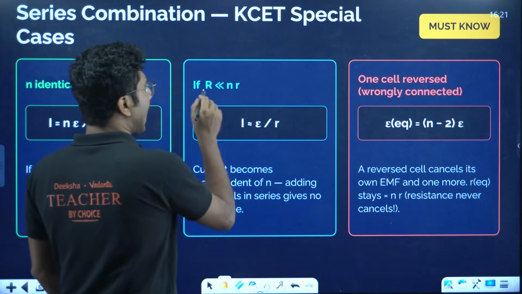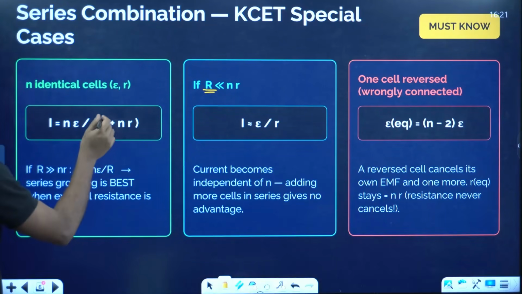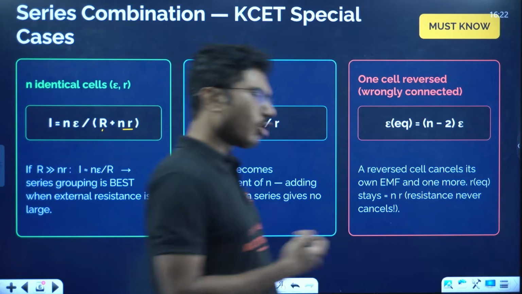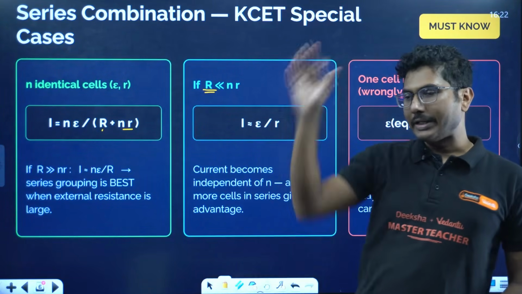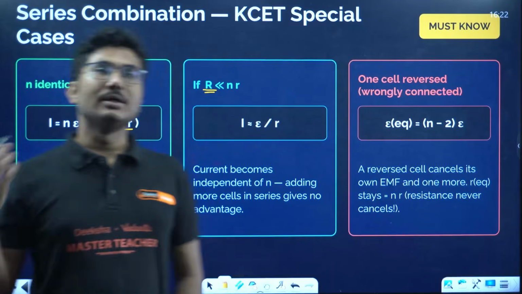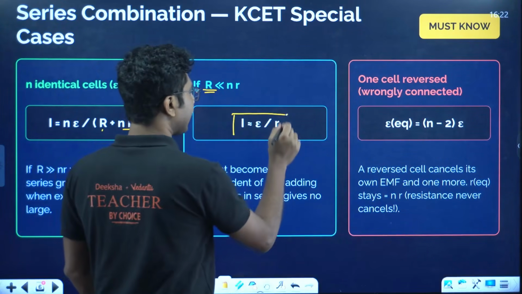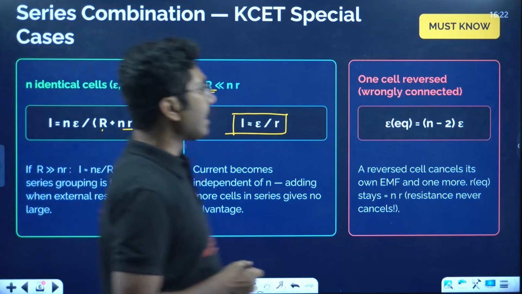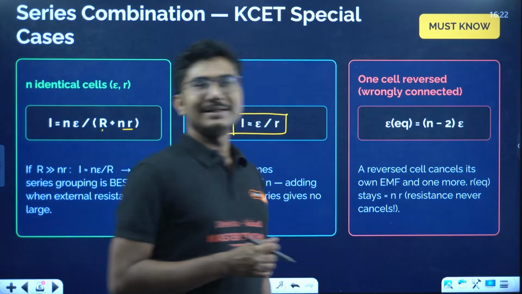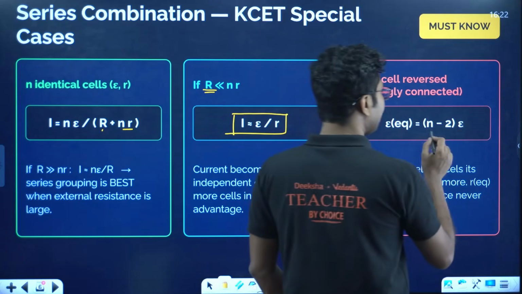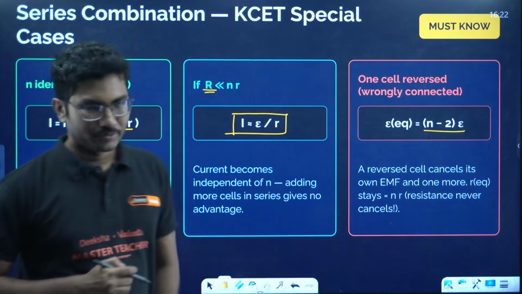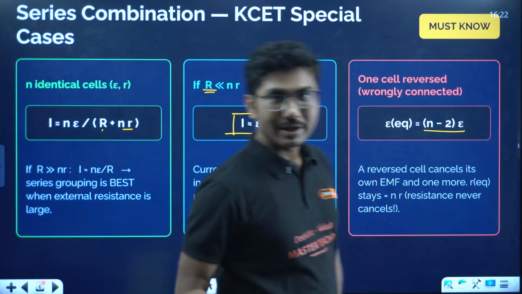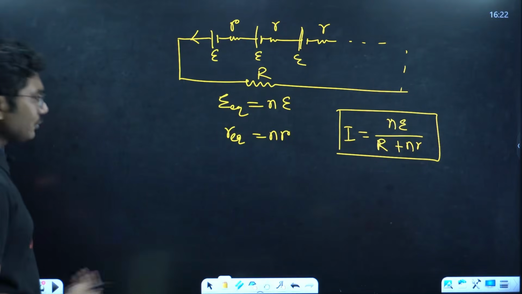Now if the R value is very small compared to NR, that means the external resistance is small, say 1 ohm, and the total internal resistance of the cells is 100 ohm, then you can ignore it and the approximate current can be calculated as epsilon divided by R. Now if one cell is reversed, the equivalent EMF will be N minus 2 into epsilon. If two cells are reversed, it will be N minus 4 epsilon. So let us understand that as well.